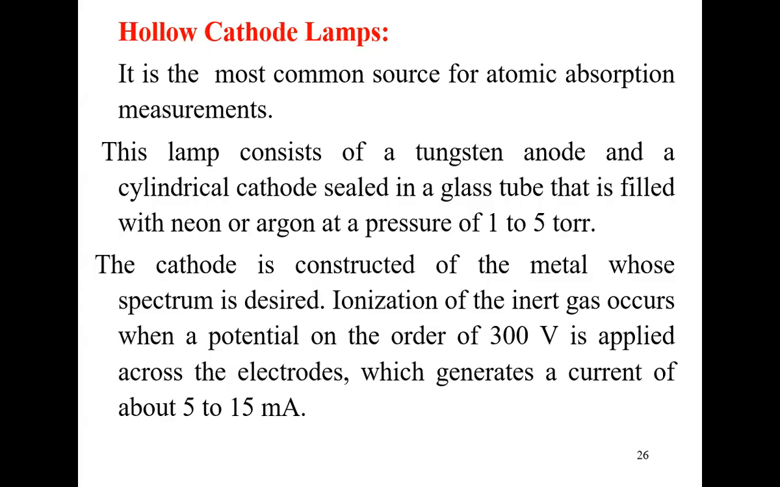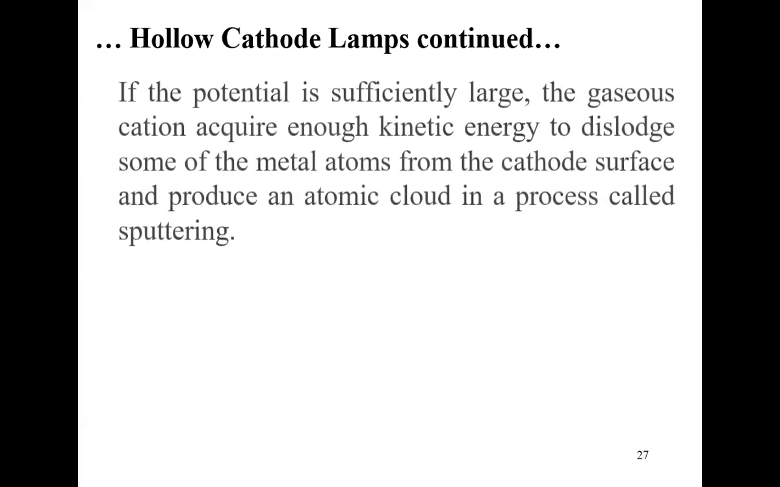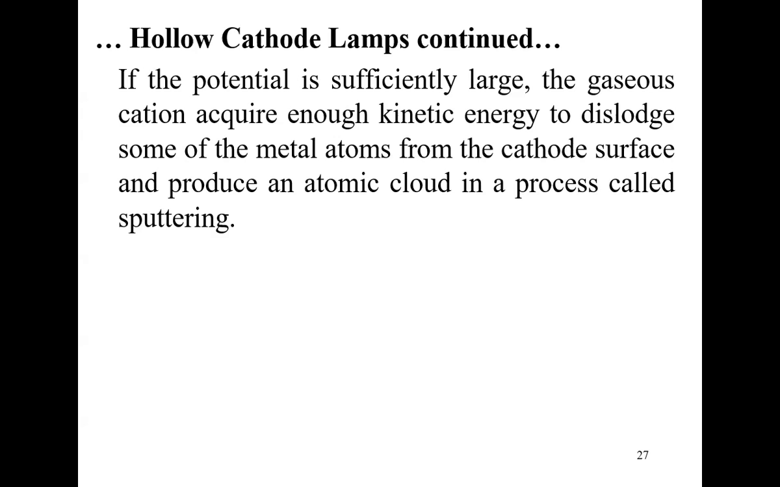You will see that there are hollow cathode lamps. We can pull them out. I can show you that. Once it's used over and over, there is that bombardment that occurs on the glass surface. We call it sputtering. If the potential is sufficiently large, 300 volts or more, the gaseous cation, remember the gaseous cation? First of all, you put some current. Argon is then converted to gaseous ions. The gaseous cation acquires enough energy.